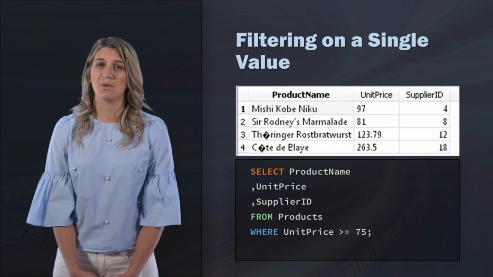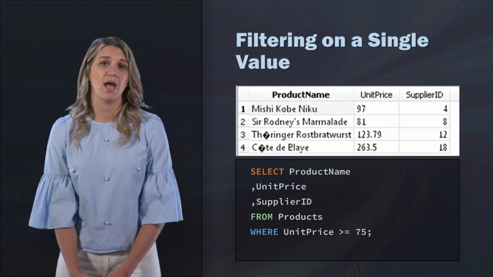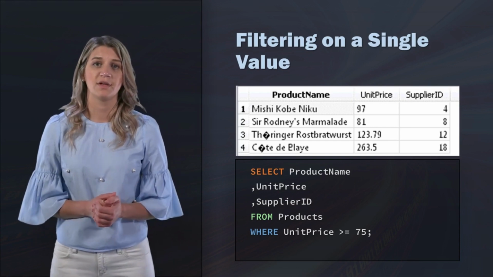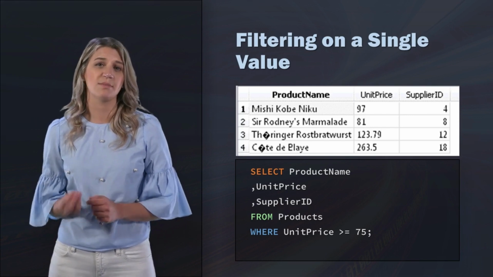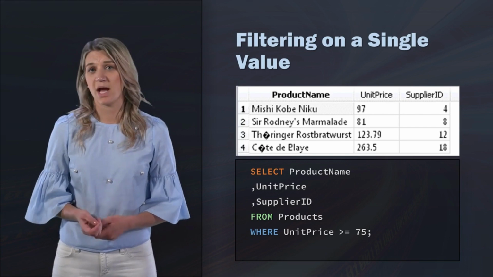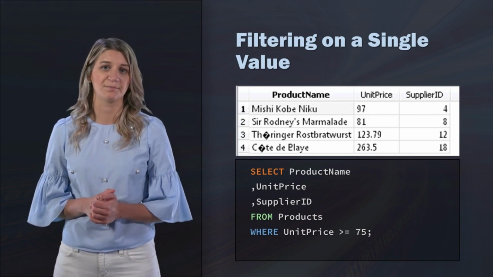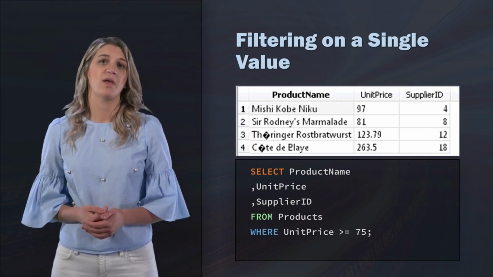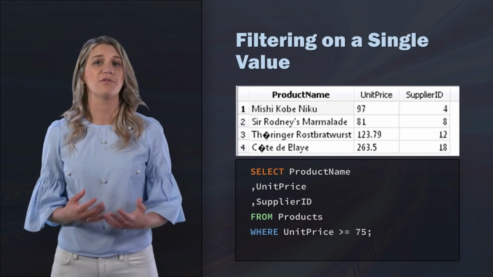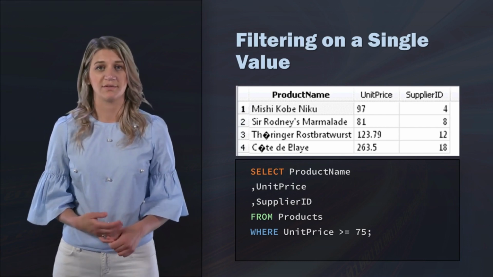Another way to do this is to filter on a single value. In the last example, we had a string, so a single condition. But maybe we want to look at products whose prices are greater than or equal to 75. So in this example, we'll take the columns we're interested in and get the data from the product table. But this time, we're going to look at the records where the unit price is greater than or equal to 75. As you can see, we now get multiple records retrieved. If you look at the unit price, all of the records have a unit price of 75 or over.